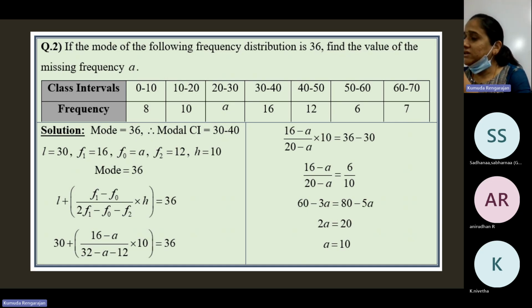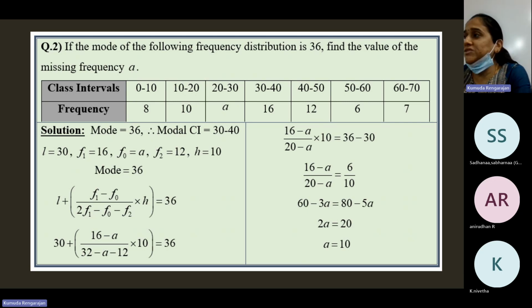If one frequency is not given in all the three, that is mean, median, mode, and you have to find that missing frequency, you will be given the value of mean, median, or mode, and you will be asked to find that one missing frequency. Or if we have to find two missing frequencies, we will be given mean, median, mode, and the total of the frequency column.